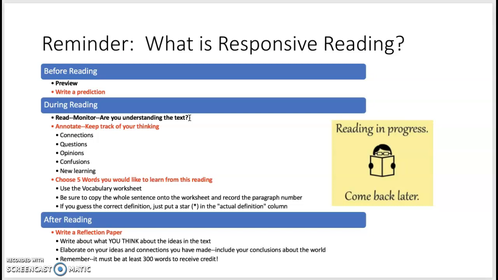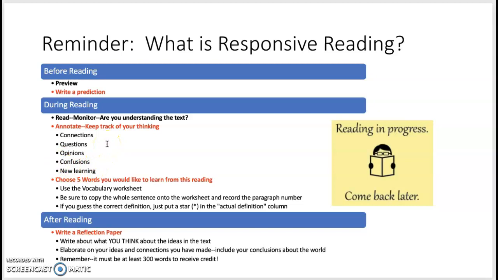And as you go through and are monitoring your reading, you are going to annotate, which keeps track of that metacognitive thinking. And you're going to also keep track of connections that you are making, questions that you're asking, any opinions that come up as you're reading, any confusions, like what is this guy talking about, or what is this girl talking about, right? And any new learning that you think is interesting. And this annotation is going to be important in your after reading phase. So make sure you take really good annotations as you're reading.